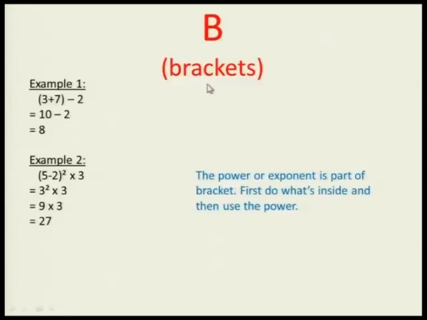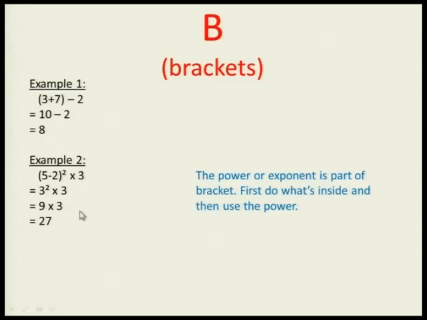Now, if you have to look at that BODMAS acronym, the B is for the brackets, as I said earlier, and if you look at this first sum, you always have to do the brackets first, because in BODMAS, the B is first. So 3 plus 7 in brackets minus 2. 3 plus 7, you have to do first, so you get an answer of 10, and then you subtract the 2. So 10 minus 2 is 8.